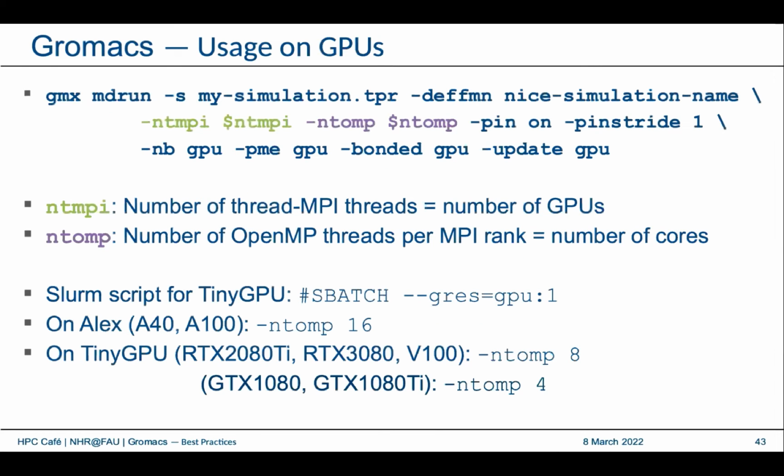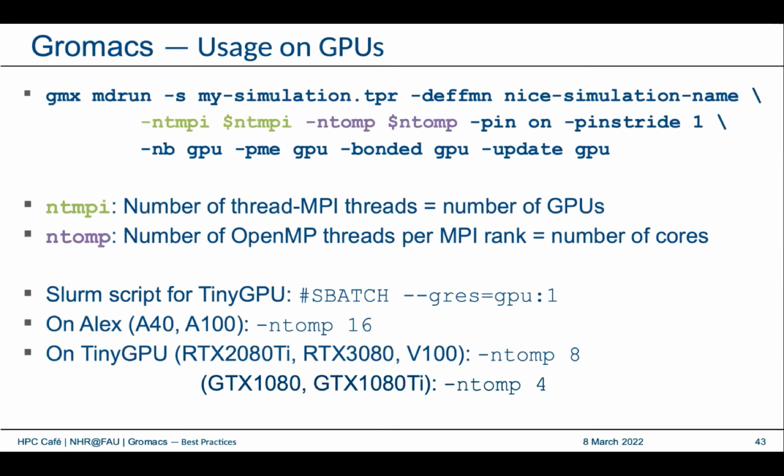Let's go on to different GPUs. I know this is a long command line, but just copy and paste it. The most important thing here is that with -ntmpi, you add the number of thread MPI threads. That has to be equal to the number of GPUs you use, and the flag -ntomp is for the number of OpenMP threads per MPI rank, and this should be the number of cores available for the GPU. I have a slide on that later.